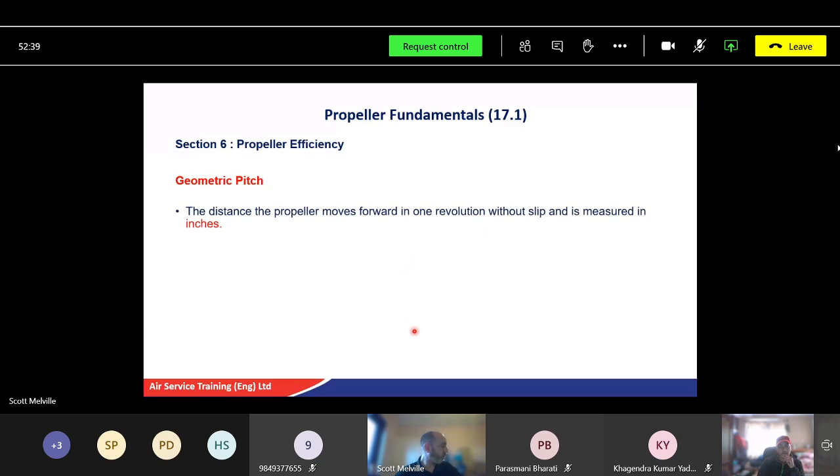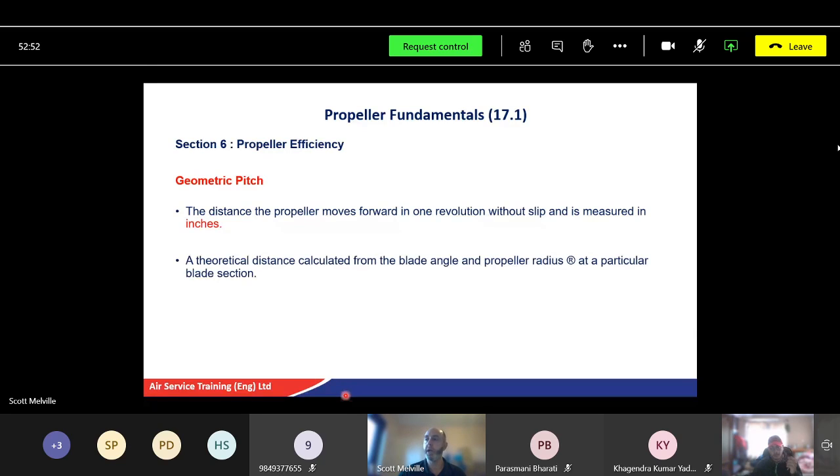Now we're going to move on to what's called geometric pitch. So the geometry of the pitch relative to the actual propeller as it goes through the air, depending on the angle of attack of the actual aircraft as well. What it is, is the distance the propeller moves forward in one revolution without slip, and is measured in inches.